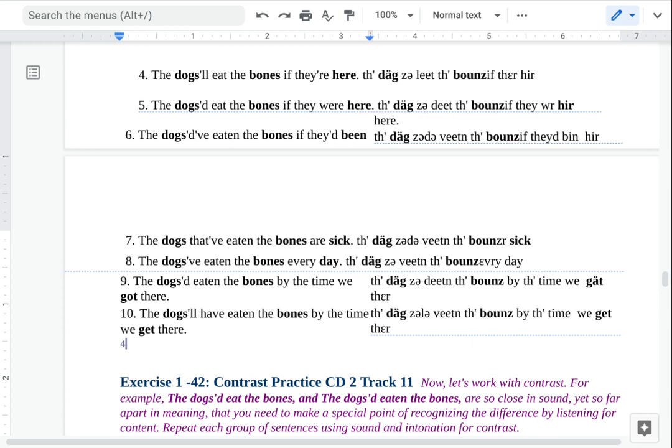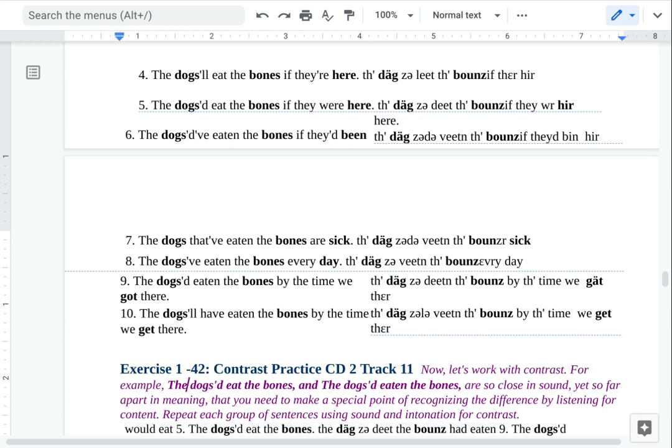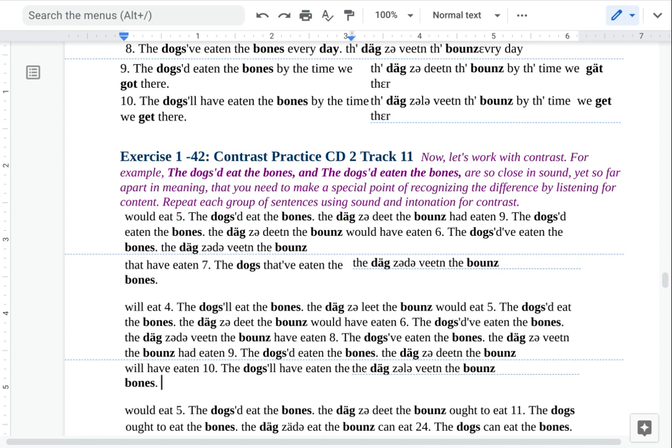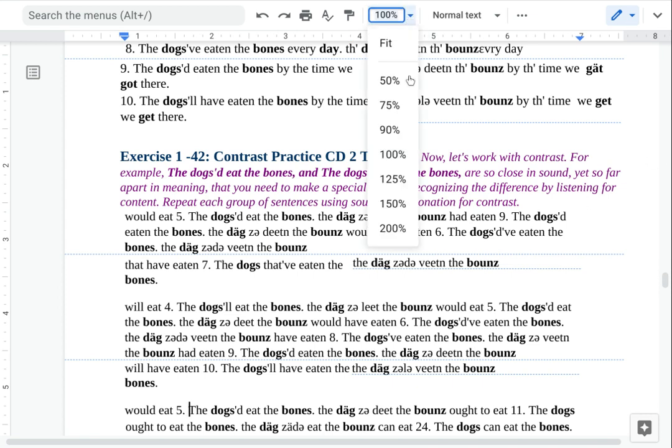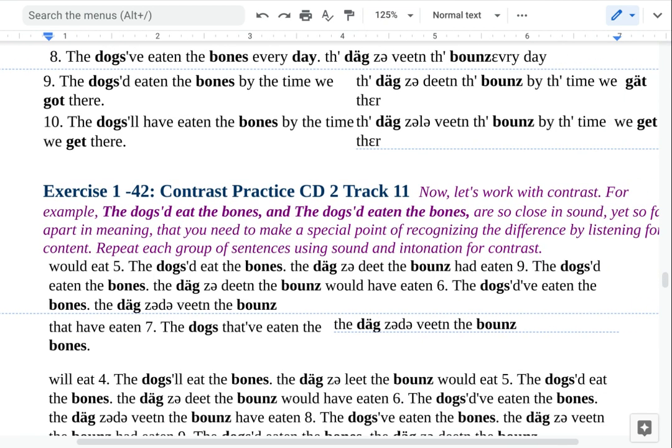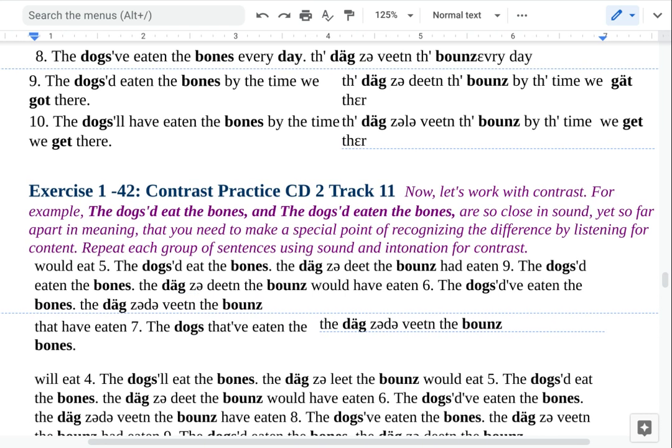Exercise 142, Contrast Practice. Now, let's work with contrast. For example, the dogs that eat the bones and the dogs that have eaten the bones are so close in sound, yet so far apart in meaning, that you need to make a special point of recognizing the difference by listening for content. Repeat each group of sentences using sound and intonation for contrast.